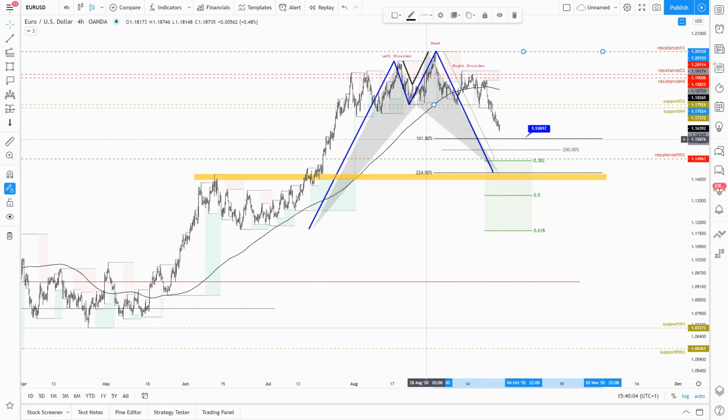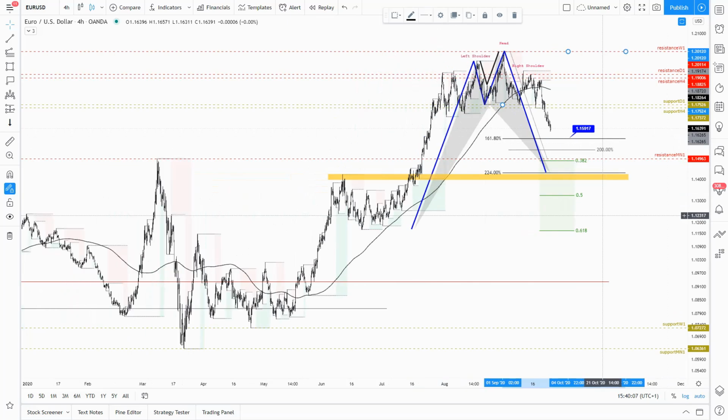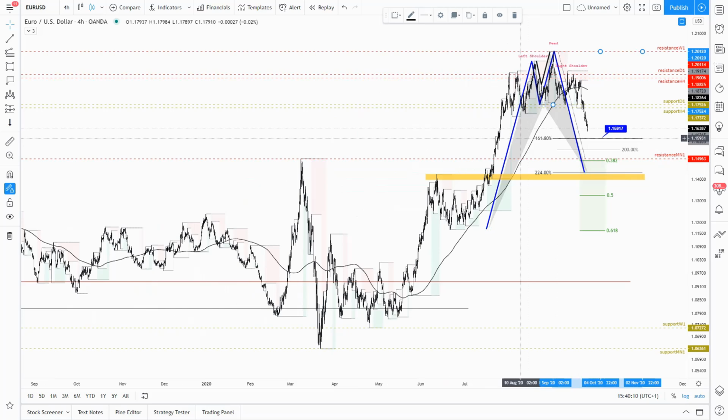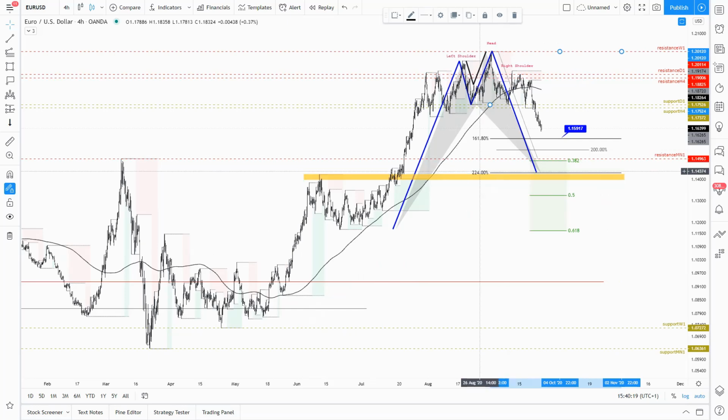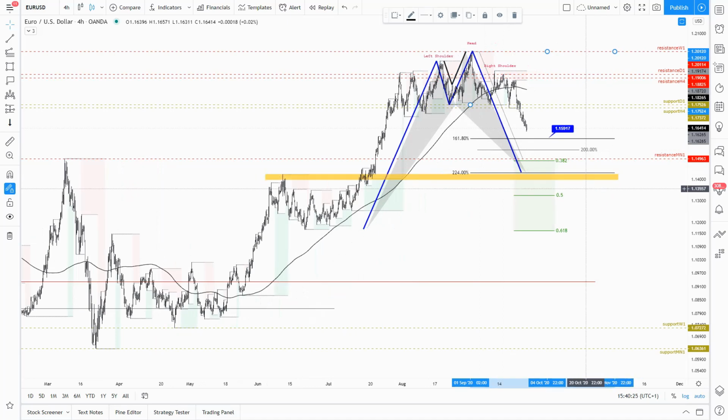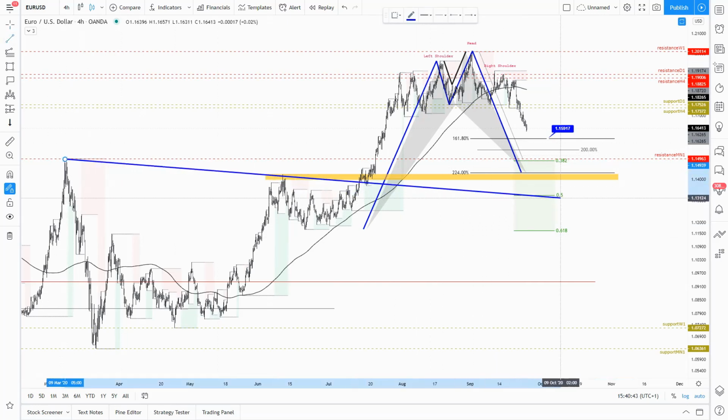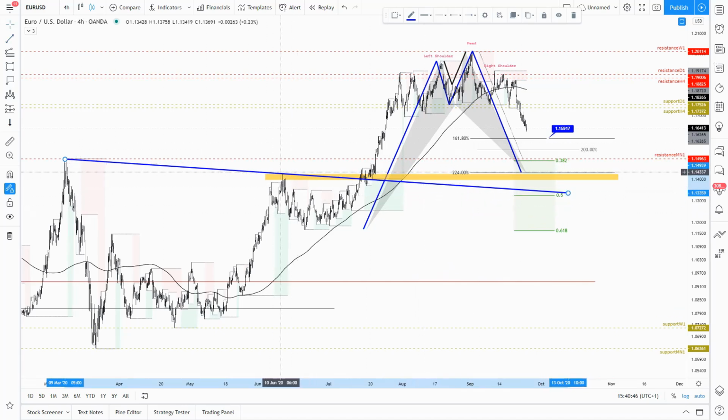But as you can see, we have two different levels here. The 168 extension at this point makes no real sense, because I prefer to wait for one approach to this previous structure fractal resistance, and the 224% Fibonacci extension will offer me that possibility and eventually a better risk reward if I want to try to go long again with euro versus dollar. If I need to go long again, I need to wait for the rejection of this structure and eventually the rejection of these previous structure highs also.